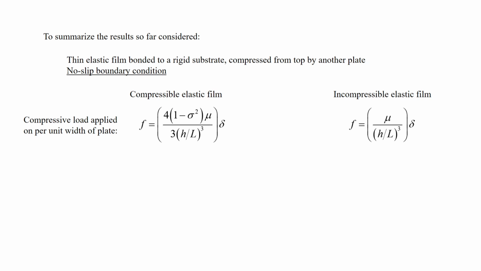We discussed this problem in the last 3 lectures, in which we derived these expressions for a compressible elastic film and for an incompressible elastic film. This is the compressive load applied per unit width of the plate. Here this delta is the deformation from the top surface of the film. So, these are the expressions that we got.